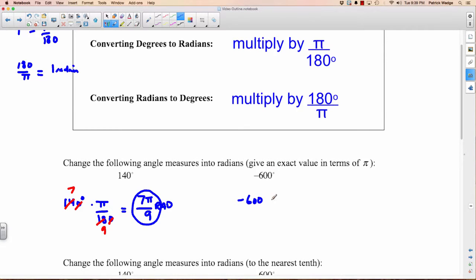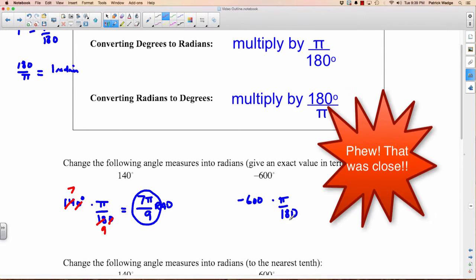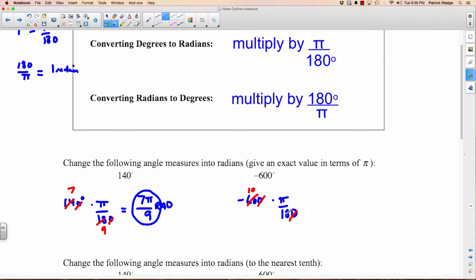Okay, same with negative ones, it really makes no difference. Negative 600, we're changing it to radians, so we're multiplying by pi over 180. Again, we could divide by 10, so the zeros are gone. 60 and 18, I think 6 goes into both of those. 6 goes into 60 10 times, 6 goes into 18 3 times. There you go, you're done. Negative 10 times pi equals negative 10 pi, and it's divided by 3. Negative 10 pi over 3, just leave it like that, or you can write rad or radians after.